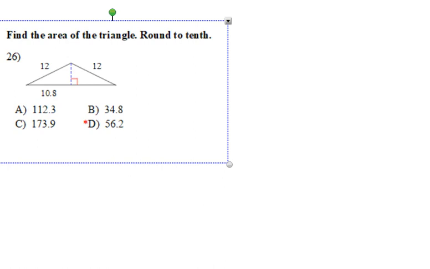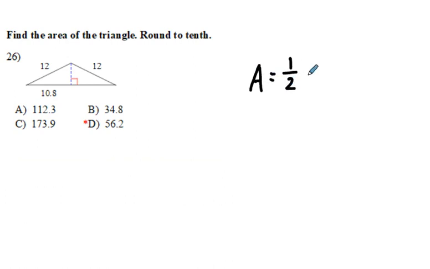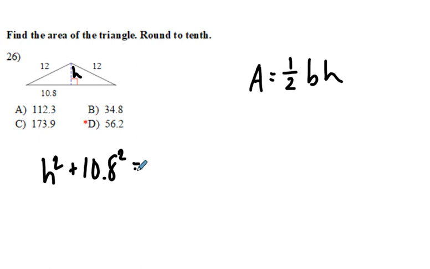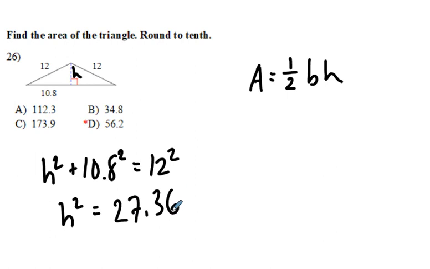26, find the area of each triangle. In order to find the area of a triangle, you need to do 1/2 base times height. So in this case, area equals 1/2 base times the height. Well, let me see here actually. Oh, so I need to find the height, so I have to do Pythagorean theorem here. So I know h squared plus 10.8 squared equals 12 squared. That would be h squared equals 12 squared, which is 144, minus 10.8 squared is 27.36.